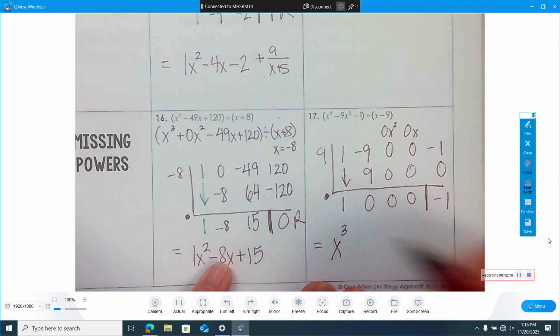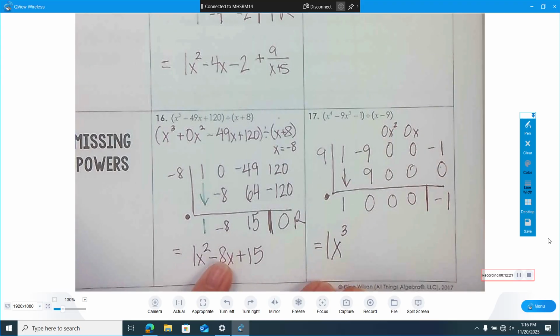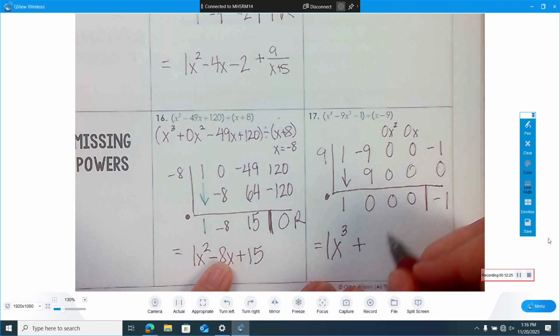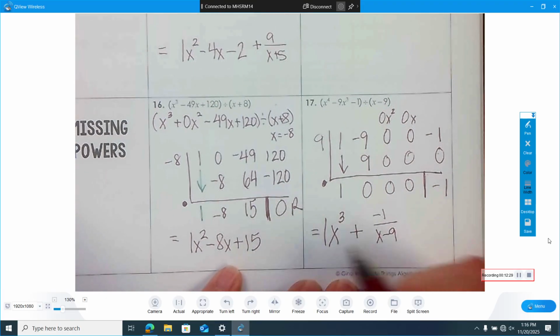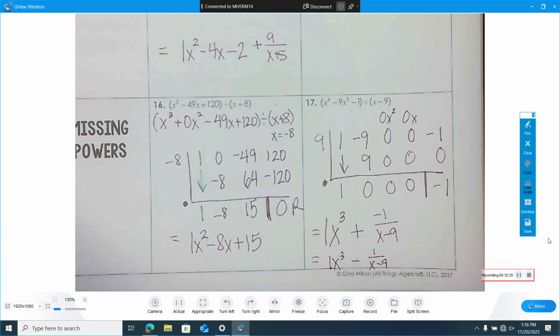x to the third power. Good. 1. x to the third power. Yeah, so we could do plus negative 1 over x minus 9. You could do it that way. You could do 1x cubed minus 1 over x minus 9 also. Okay, how are you feeling about that?